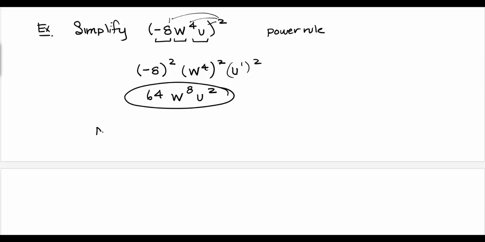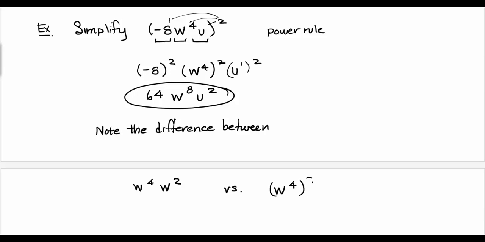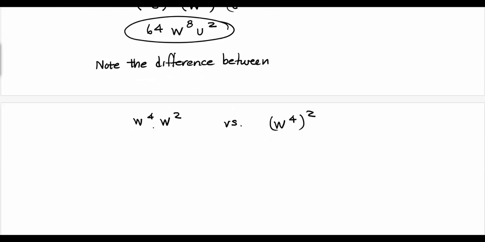Okay, and again, as I pointed out before, note the difference between w to the 4th, w squared, versus w to the 4th, the whole thing squared. This here is going to be w to the 4 plus 2, whereas here it's going to be w to the 4 times 2. So that gives me w to the 6th, whereas this one gives me w to the 8th. So be very careful about what your problem actually says.